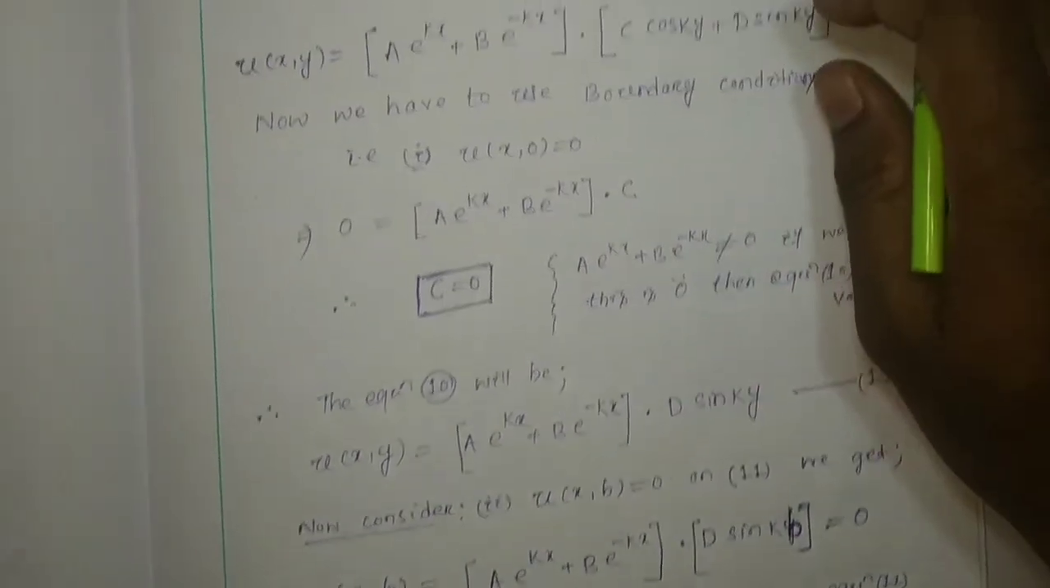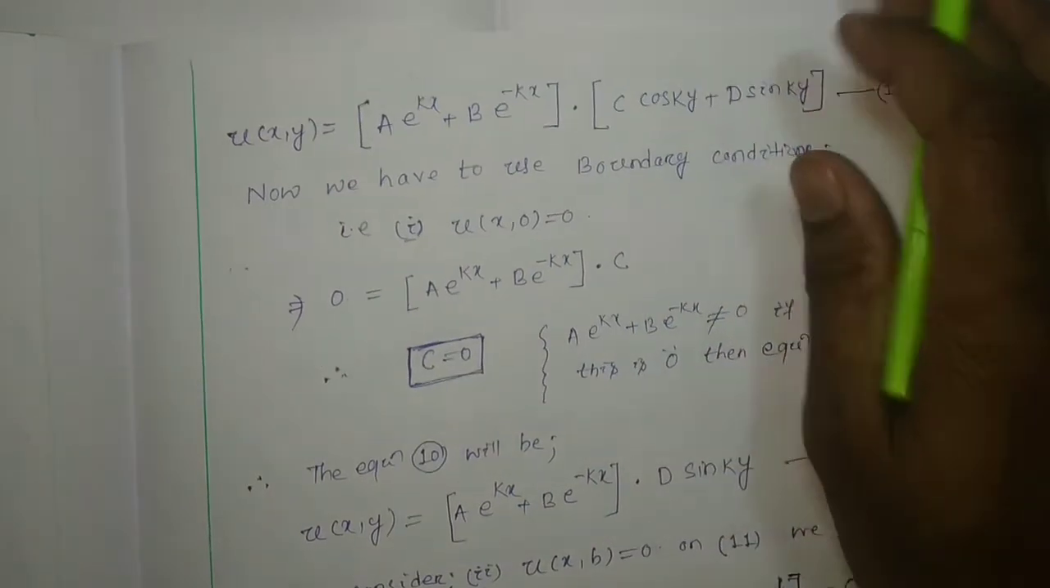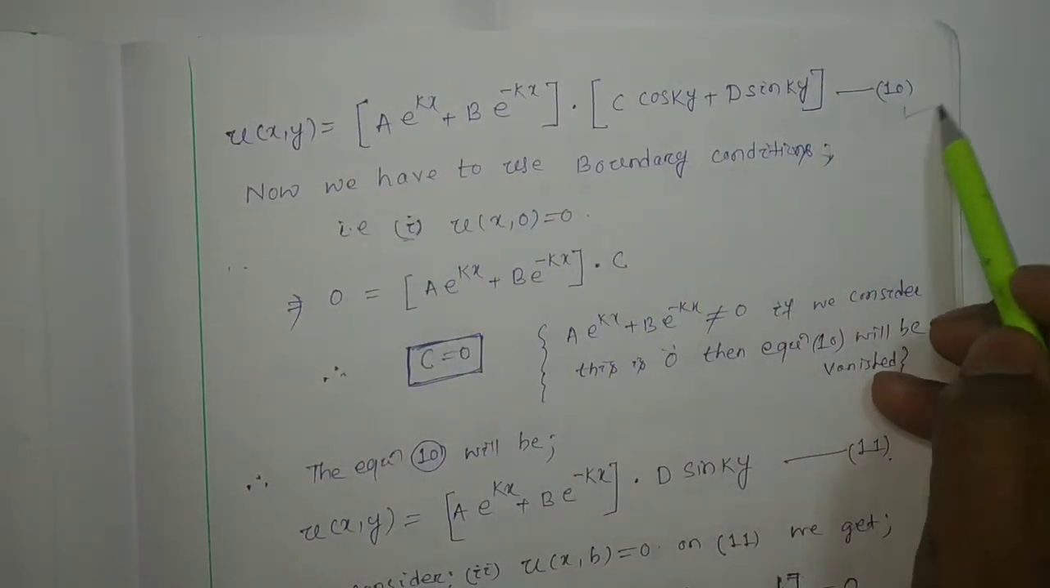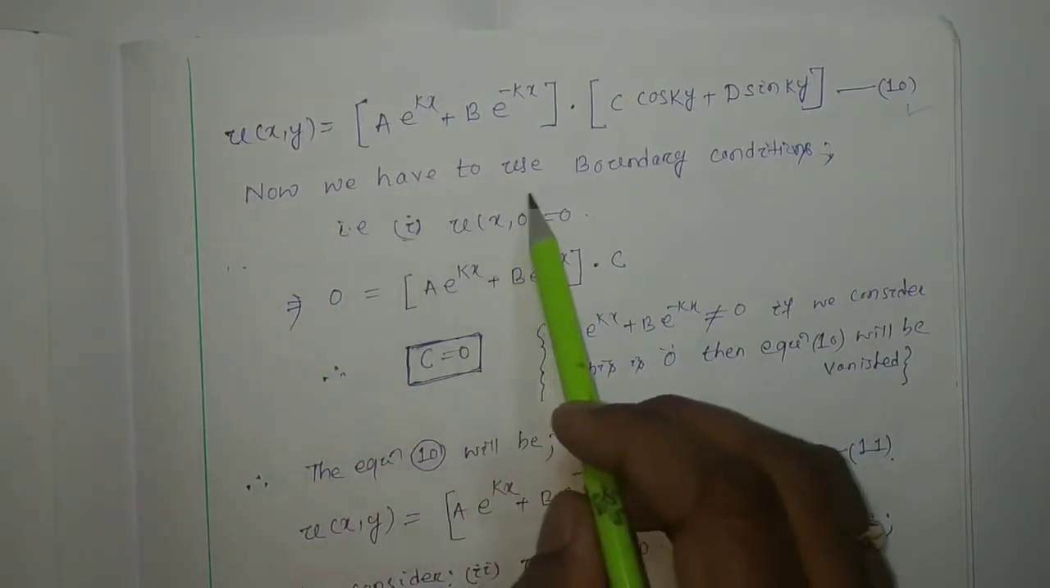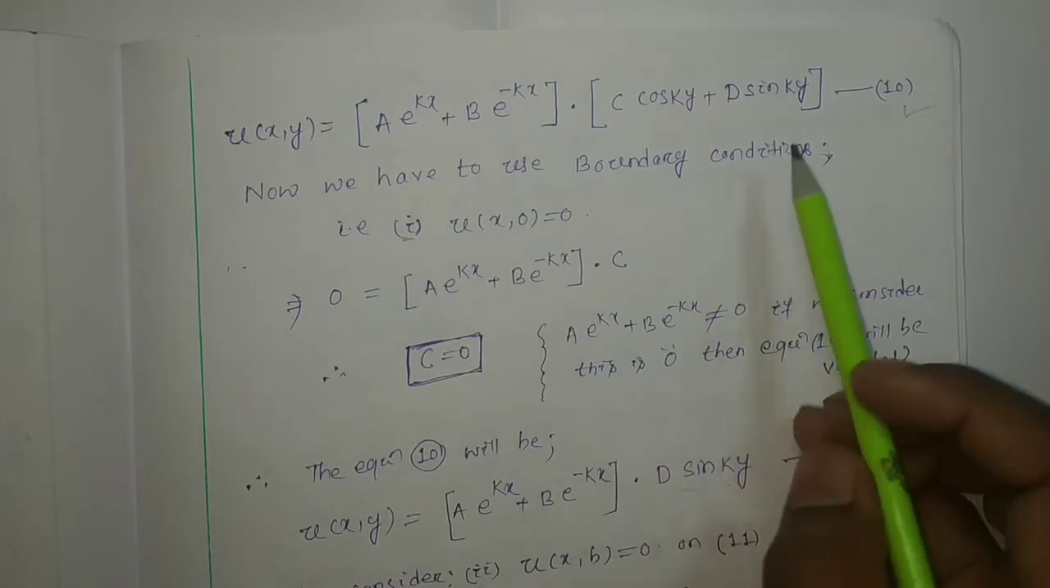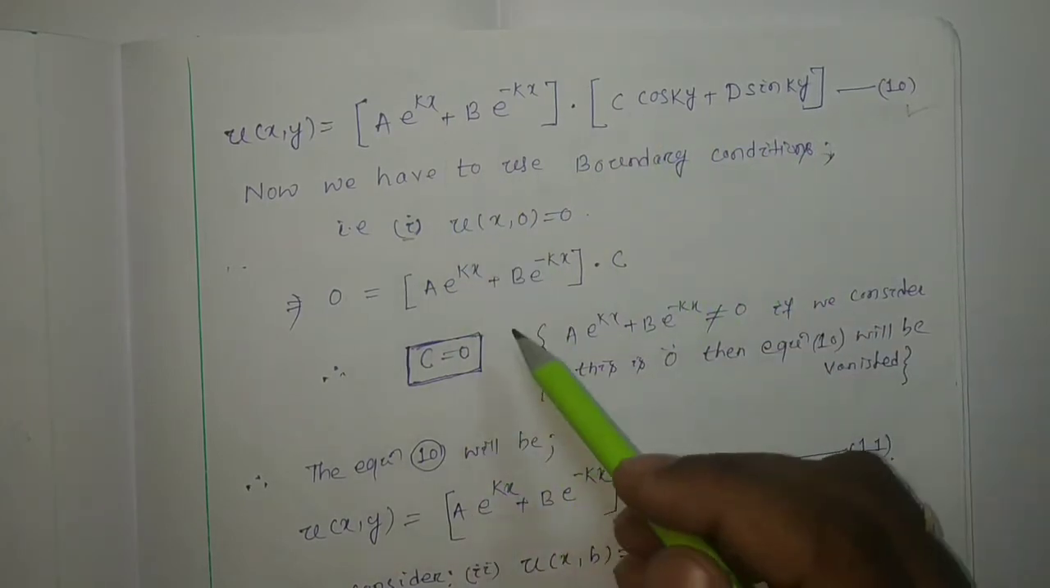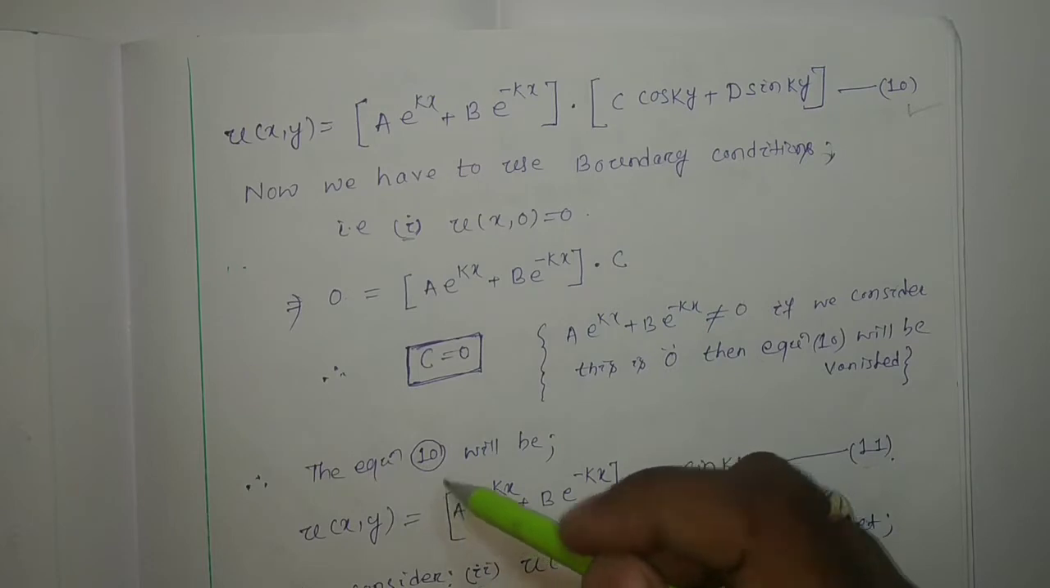So here, in our last page, we found this is your equation number 10. Now we have to use the boundary conditions. Why? We have to find out the constants. For that we have to use the boundary conditions.